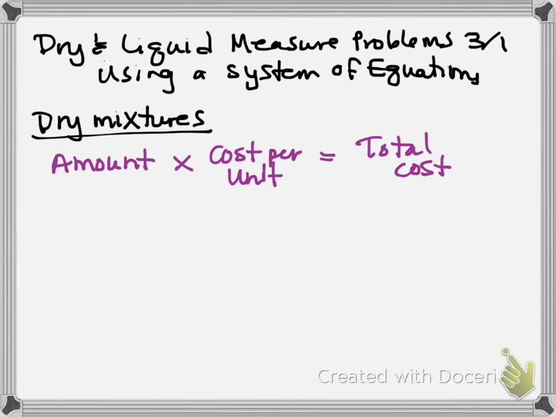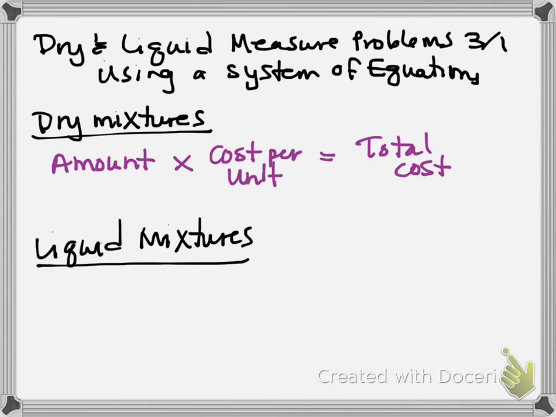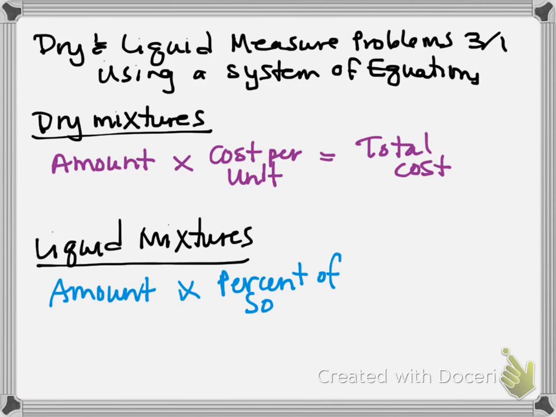Okay, so let's talk about liquid mixtures. This one's going to use the idea of the amount times the percent of the solution. So remember, all of these are solutions mixed with water. Sometimes it's salt, sometimes it's acid, sometimes it's other things. And then that equals total amount. So we're going to use that for our chart.